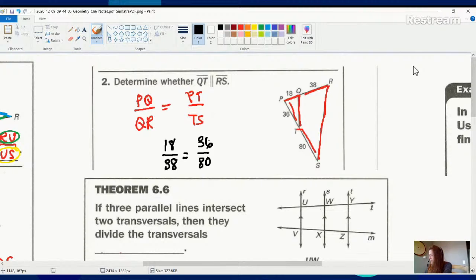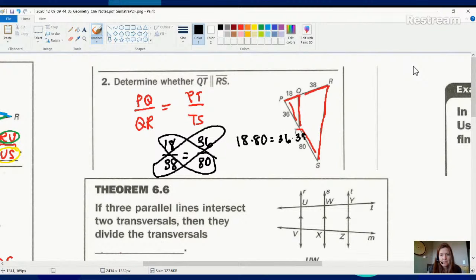All right, so I got to do some simplification here. Let's see here. Oh, well, I don't necessarily have to simplify. Actually, what I did before also makes sense. So what we can do is we could cross multiply and see if they actually equal each other, right? Does 18 times 80 equal 36 times 38? So 18 times 80 is 1,440, and 36 times 38 is 1,368. So these do not match.